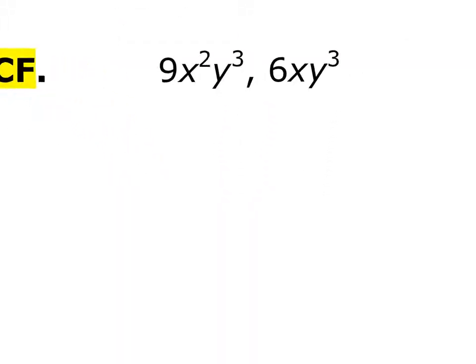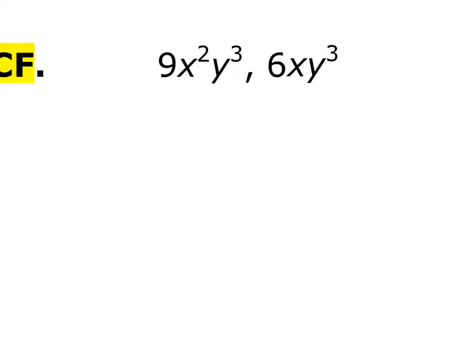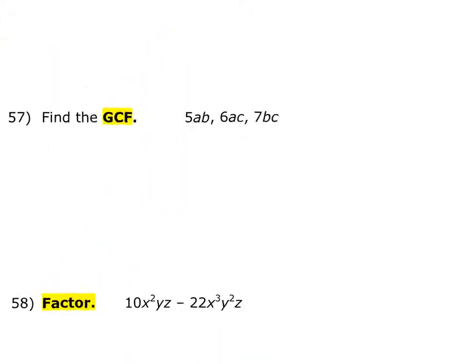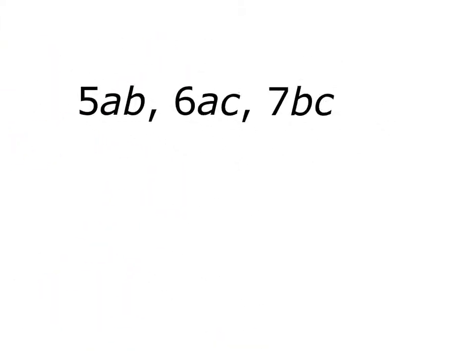GCFs. The greatest number that 9 and 6 are both divisible by is 3. If I have x squared and x, x is the largest that I can take out of both of them, and both of them have a y cubed. Okay. This one, 5, 6, and 7 has nothing in common.